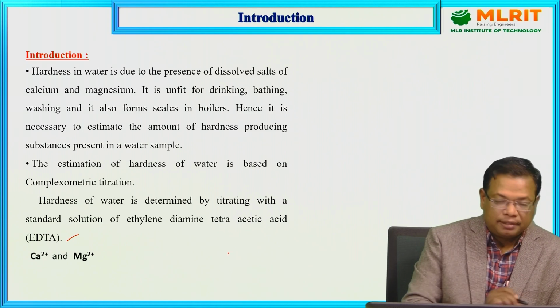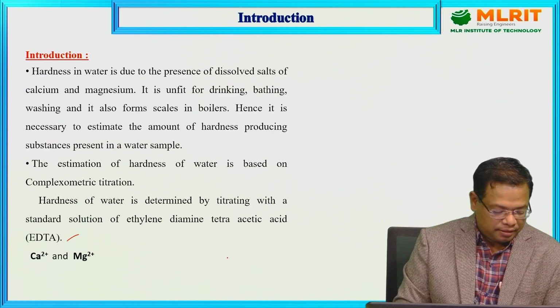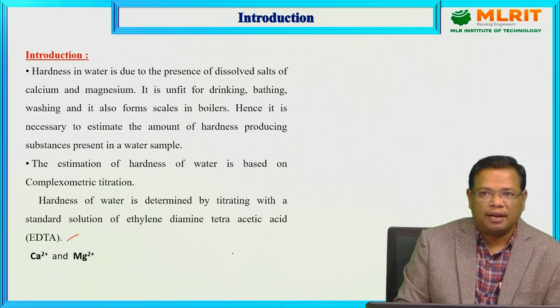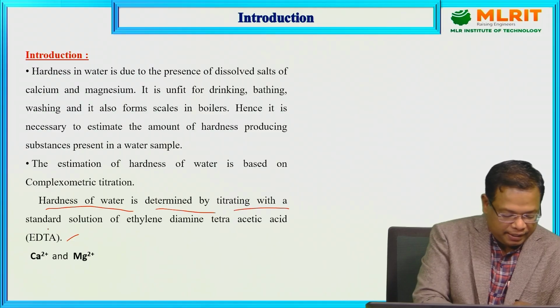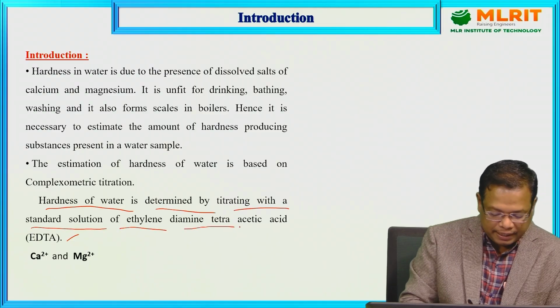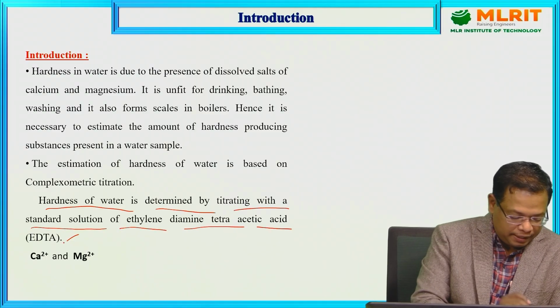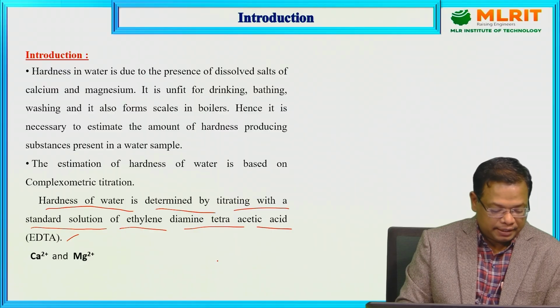This is the compound which is always used for complexometric titration to find out how much hardness is present in the water. The hardness of the water is determined by titrating with a standard solution of ethylenediaminetetraacetic acid. So, this is the ethylenediaminetetraacetic acid.